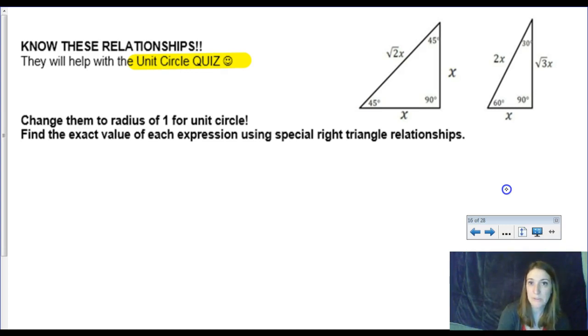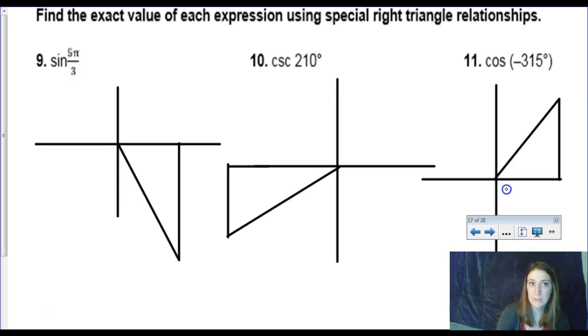These special right triangles are going to be really important when we talk about the unit circle. One of our major tasks coming up is to develop the unit circle. So, alright, here we go: 30, 60, 90s and 45, 45, 90s.